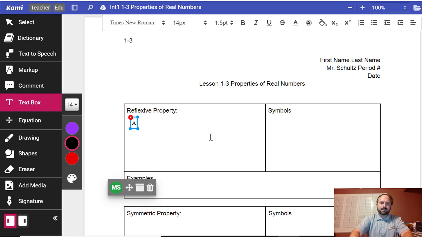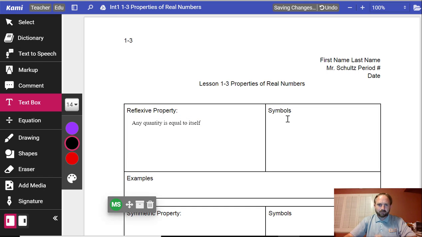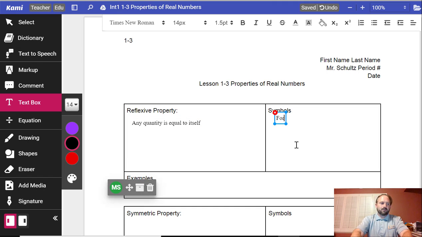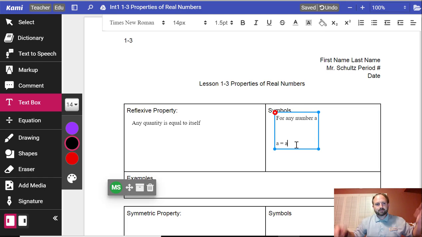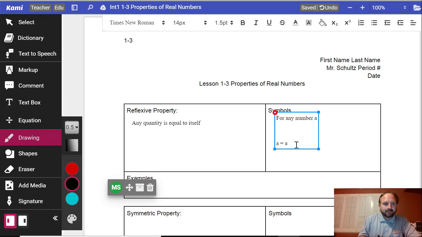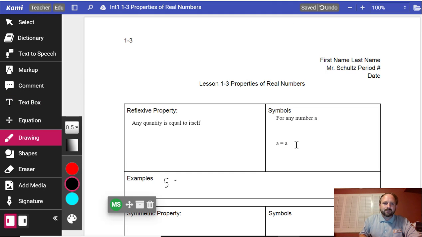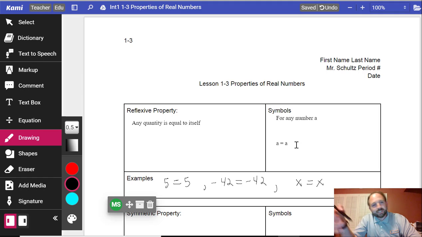Reflexive property. Any quantity is equal to itself. What does that mean? Well, for any number a, a equals a. Well, 5 equals 5. What if we put negative 42? Well, if we have negative 42, that's equal to negative 42. What if we had x? Well, then x is equal to x. That's all it's saying. It's equal to itself.